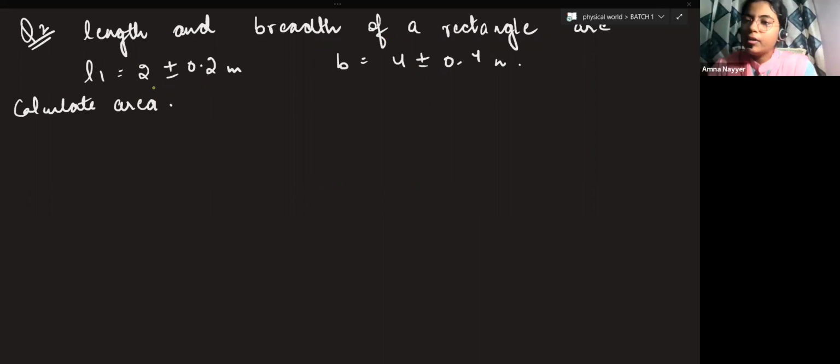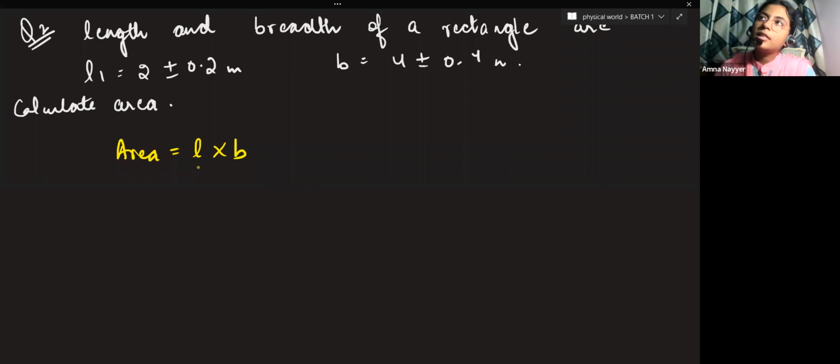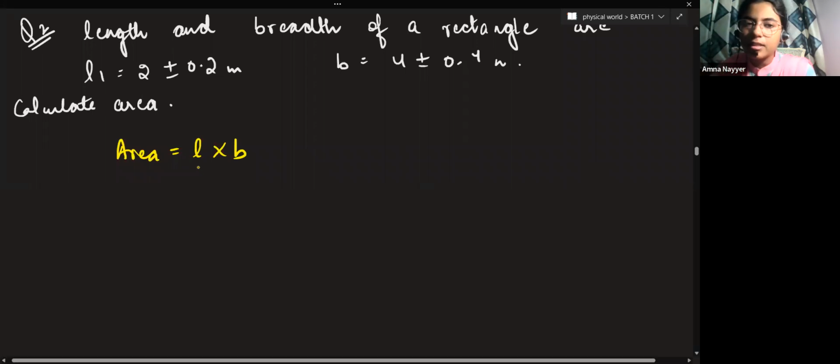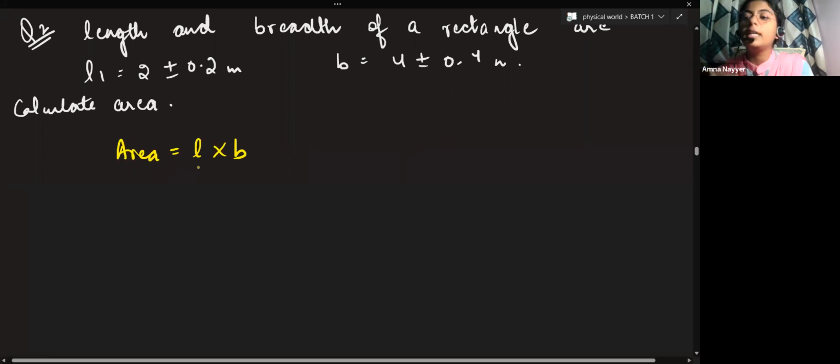Now see, area we have to calculate. The area of a rectangle is given by length multiplied by breadth. It means we have to perform multiplication now. In this manner, you will be getting questions. For example, you will be given mass and acceleration and asked to calculate force. So force is equal to mass multiplied by acceleration. Mainly what you have to remember is how to perform these operations: how to do addition, subtraction, multiplication and division.